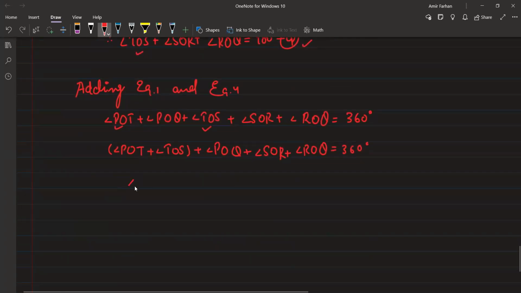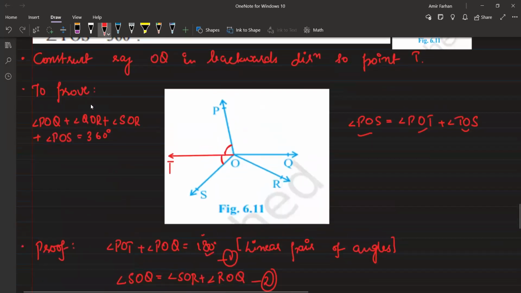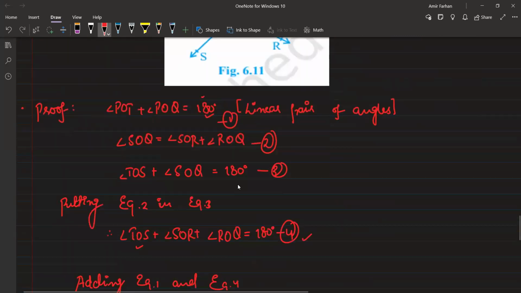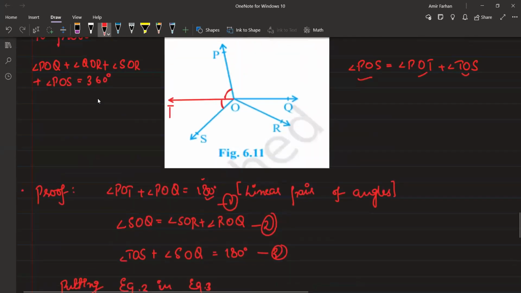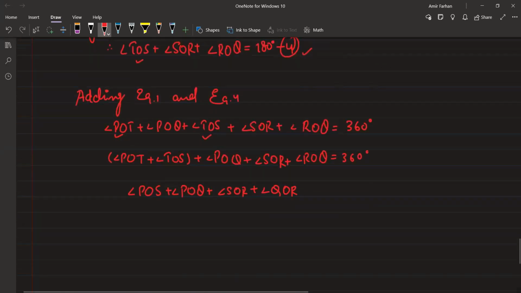So can I write POS plus POQ plus SOR plus ROQ? ROQ is equal to QOR. Angle O is there, but I just rearrange the thing, so I will write again ROQ as QOR. I've told you the letter O should be in the middle. You can change the name, but the question is saying QOR, so I will also say QOR. Is that clear to you or not? Is equal to 360 degrees.